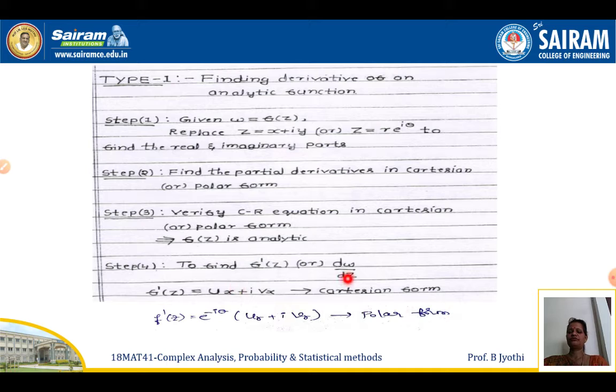Next, to find f'(z) or dw/dz, where f'(z) = ux + i vx in the Cartesian form, whereas in the polar form it is e^(-iθ)(ur + i vr), that is in the polar form.